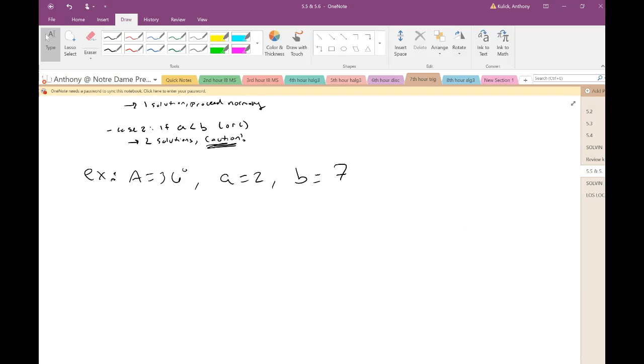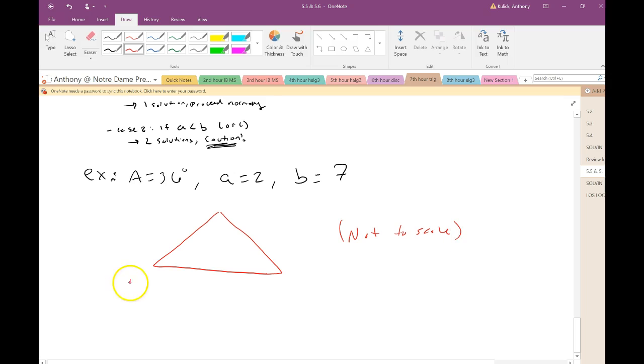All right. So let's say that we're asked to solve the triangle who has angle A of 36 degrees, side A of 2, and side B of 7. If we draw a little picture of what this thing might look like, this picture is not to scale. So A here is 36. The side A opposite it is 2.